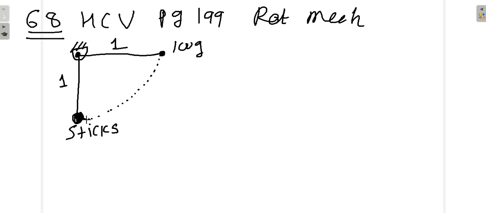Now due to the impact, the stick is going to rise, isn't it? The stick will rise. So this is the final position of the stick. We are supposed to find this angle theta through which the stick is going to rise after impact.